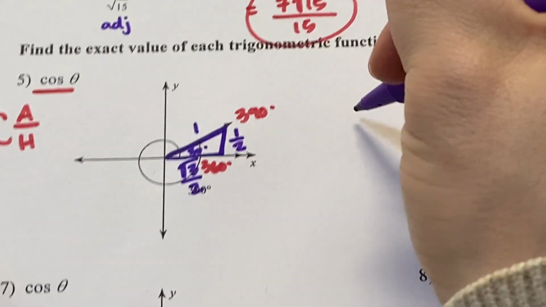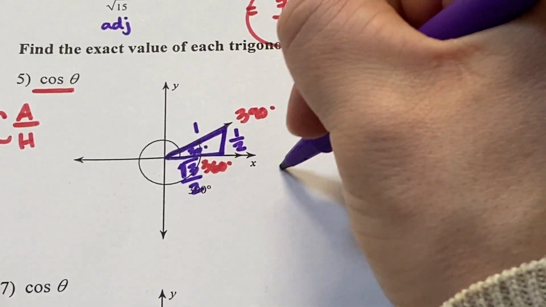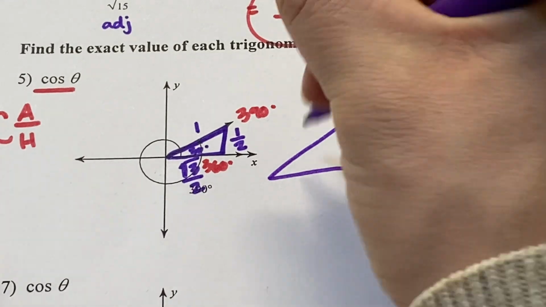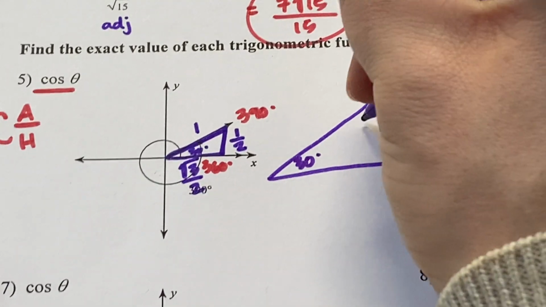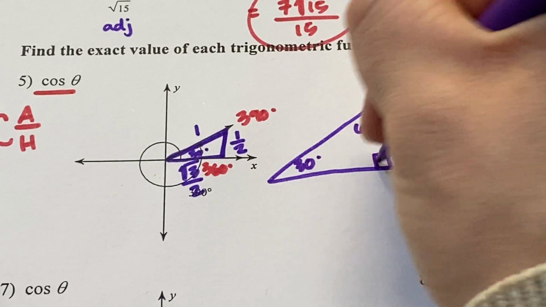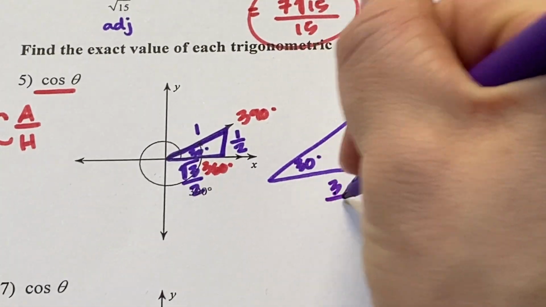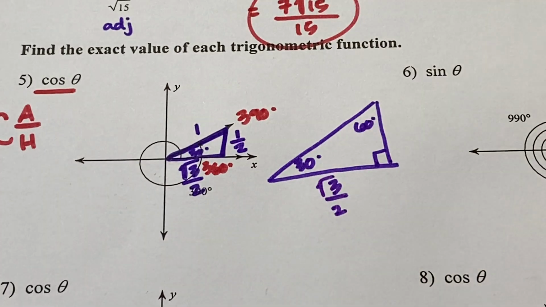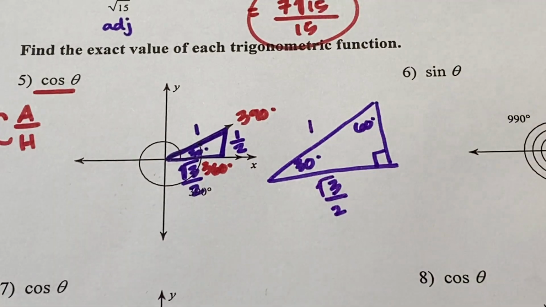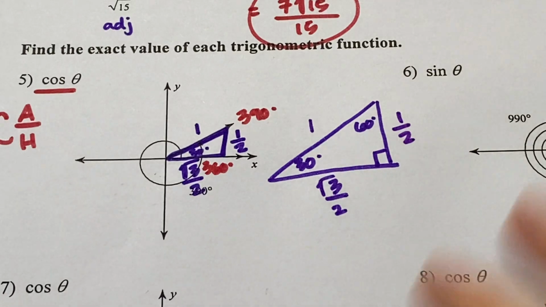Okay, I'm even going to make this triangle a little bigger over here so we can see it. So I'm just drawing this again over here. We have our 30 degrees right there, 60 degrees right there, 90 degrees right there. This side is root 3 over 2. Our hypotenuse is 1, and our other side was 1/2.